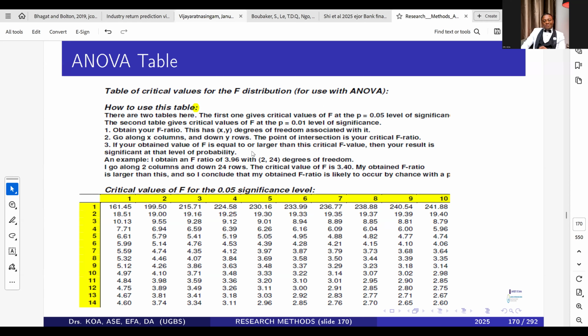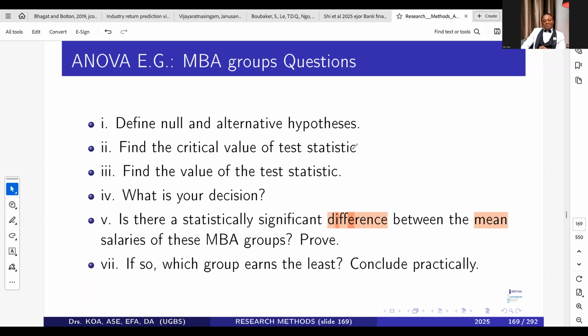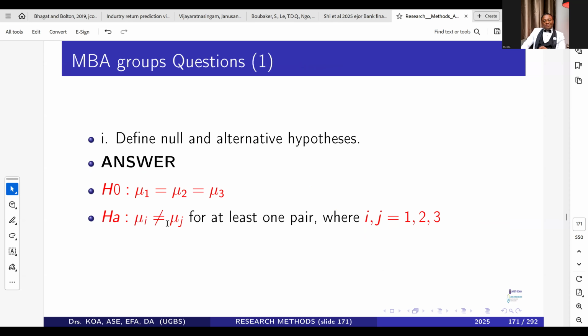So let's go to the question here. This part says, find the critical value. We just found the critical value to be 5.14. This one was saying find the test statistic. If you remember, we found it to be 27. This one says, what is your decision? So we are going to make a decision, and everything has to be based on the null hypothesis. In case you've forgotten, the null hypothesis says there is no difference in the salaries. The alternative says there's a difference.